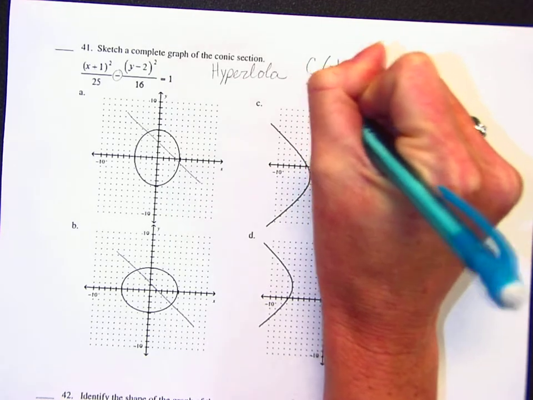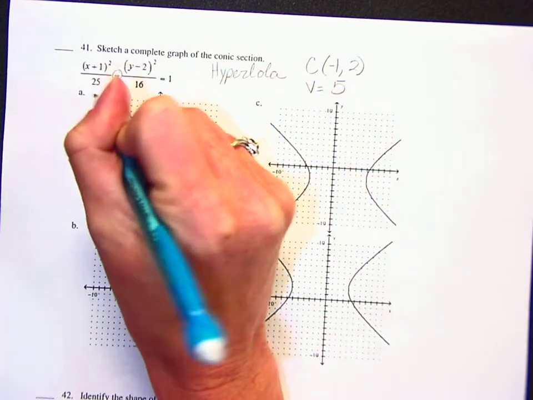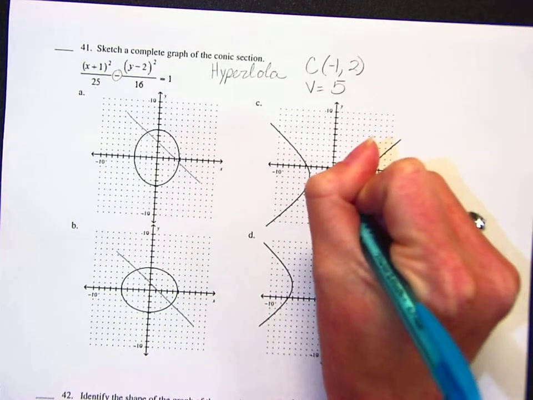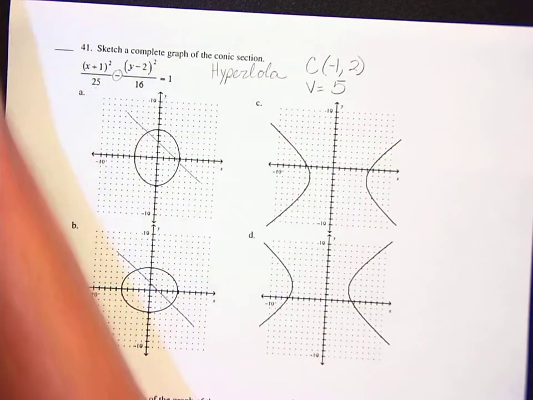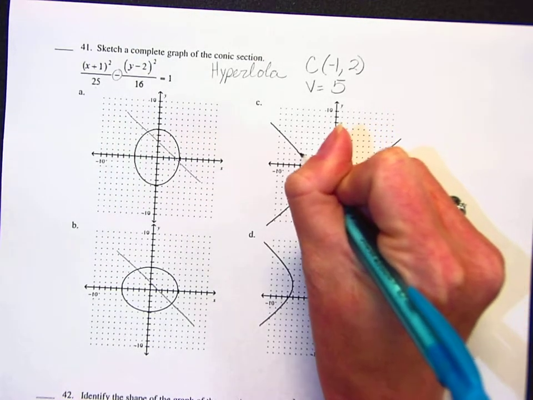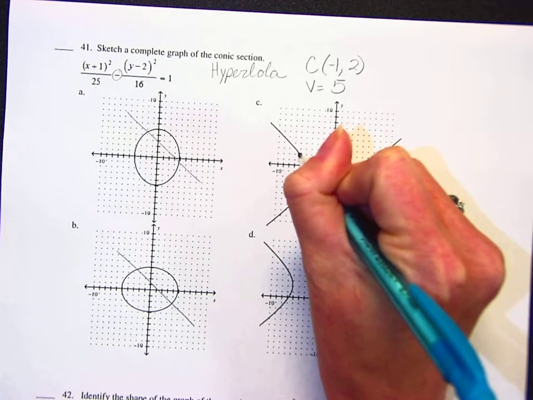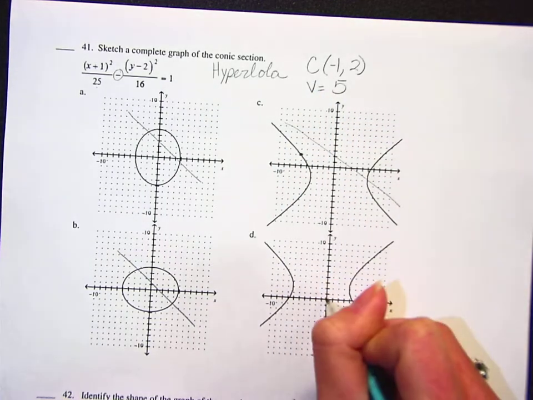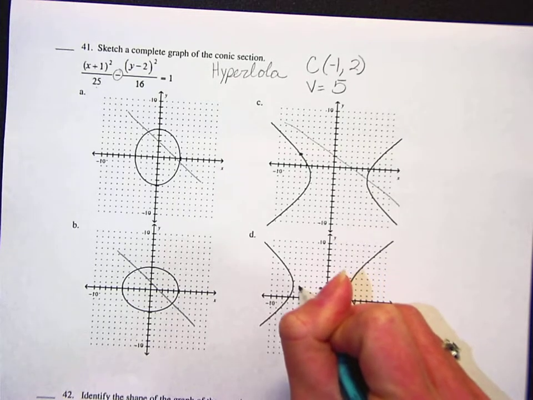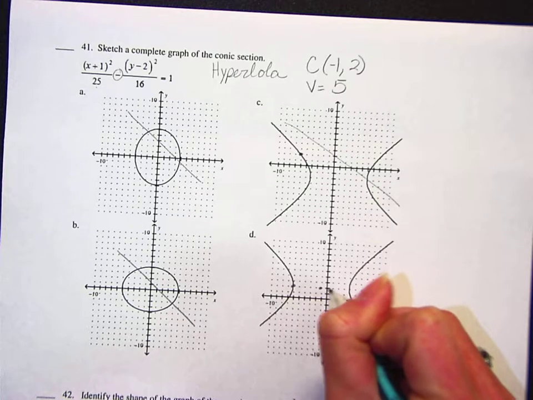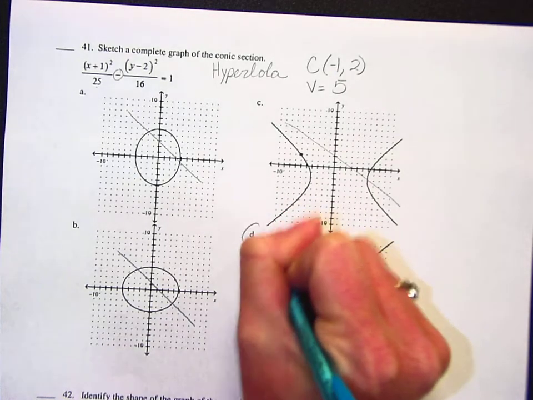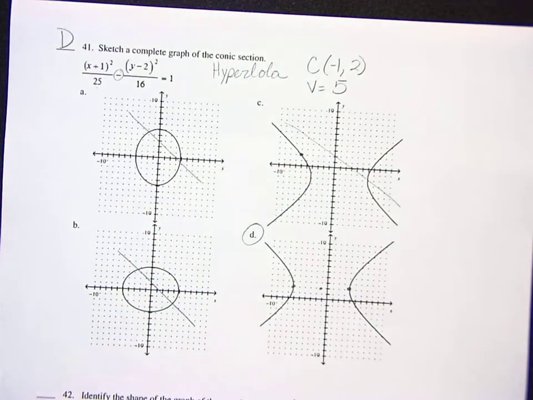And then I've got vertices that are going to be 5 away, and I'm going to go to the left and to the right 5 because of that 25. So let me start by going to -1, 2 on this one, and then I'm going to go over 5. So 1, 2, 3, 4, 5, and I would need to have a vertex right there, and I don't. So it's not going to be C, but if I go -1, 2 on this one, and then go over 1, 2, 3, 4, 5, in either direction, there are my vertices on my hyperbola, so D is going to be my option.